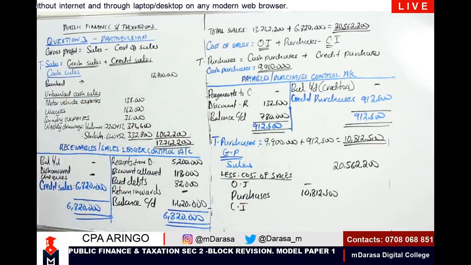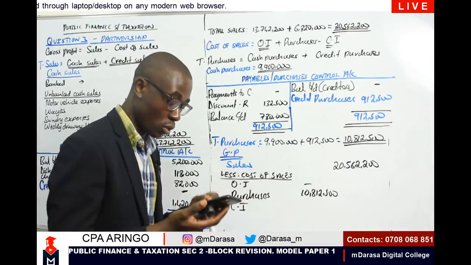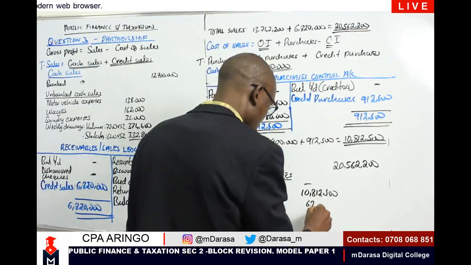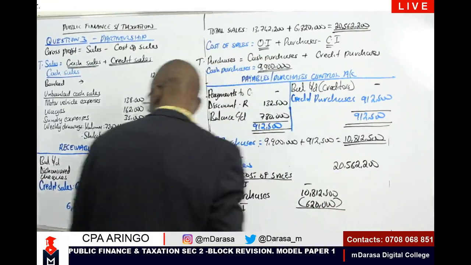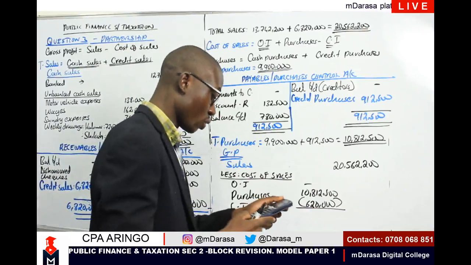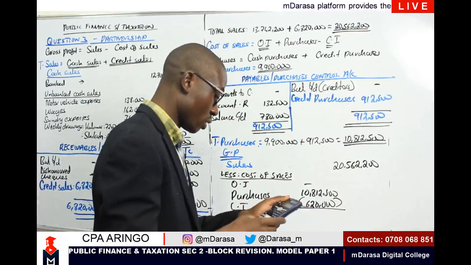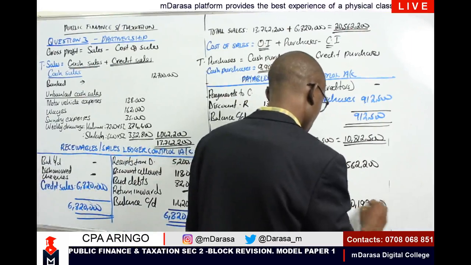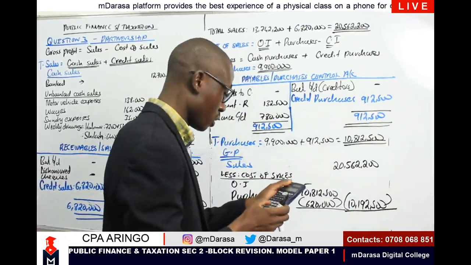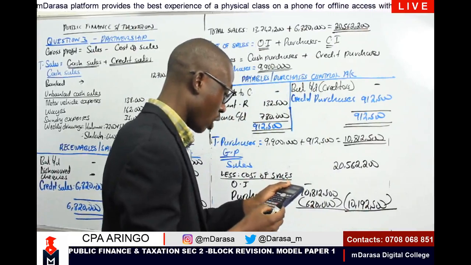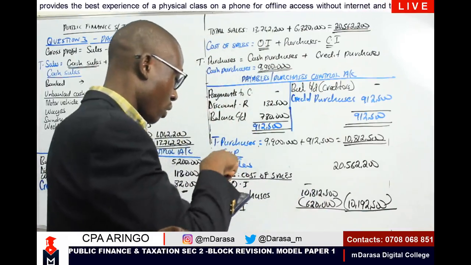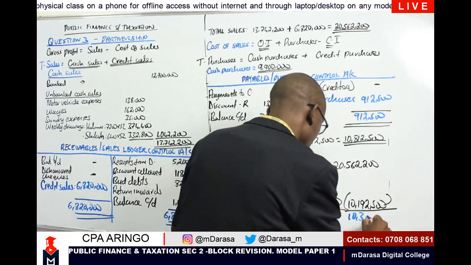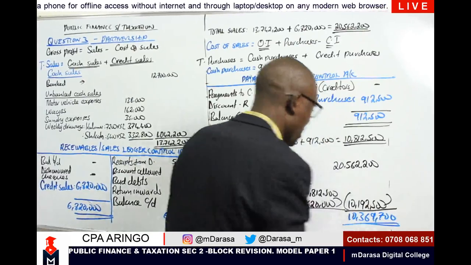Closing inventory, we were given a figure of how much? Look at our last note. Closing inventory, we were given a figure of 620,000. So that should give us our cost of sales of 10,812,500 minus 620,000, which is 10,192,500. Now my gross profit will be 20,562,200 minus that answer, a figure of 10,369,700. And this is where we are going to start from.